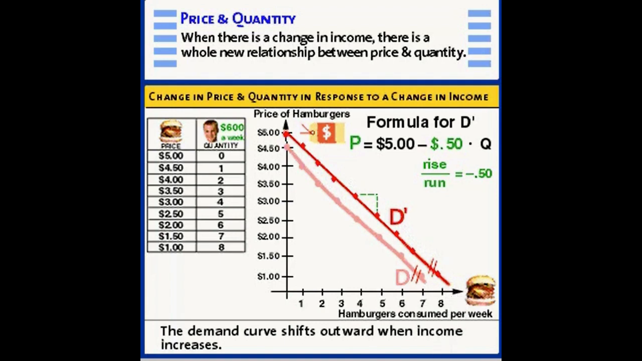Now suppose that Bob's income drops from $600 a week back to a lower income of $400 a week. In that case, what's going to happen to Bob's consumption? Well, here's a table of numbers that represents the number of burgers that Bob consumes if his income is $400. And let's look at these numbers together.